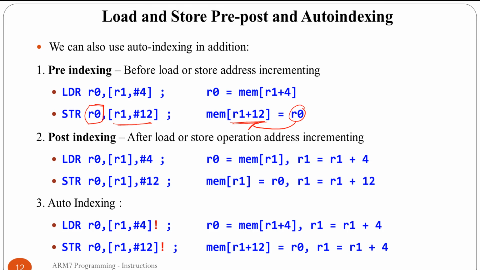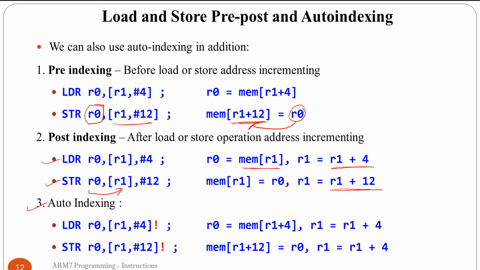Then post indexing. Load register R0 comma square bracket R1 comma 4. In this case R0 register is loaded with the data pointed by R1, and then R1 register is updated after loading that data. Same with the store. Data from R0 register is stored into the memory address pointed by R1, and then R1 is again updated with the offset value, which is 12. So R1 will be R1 plus 12.